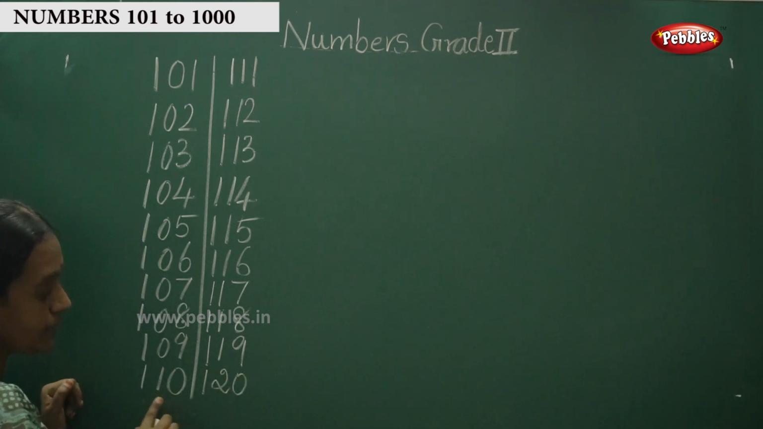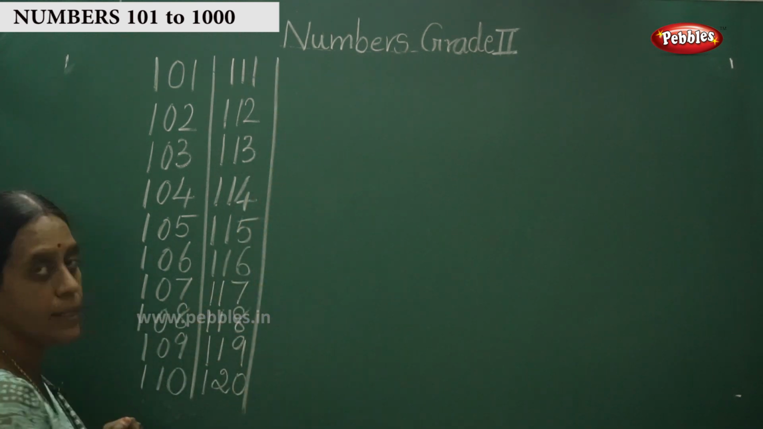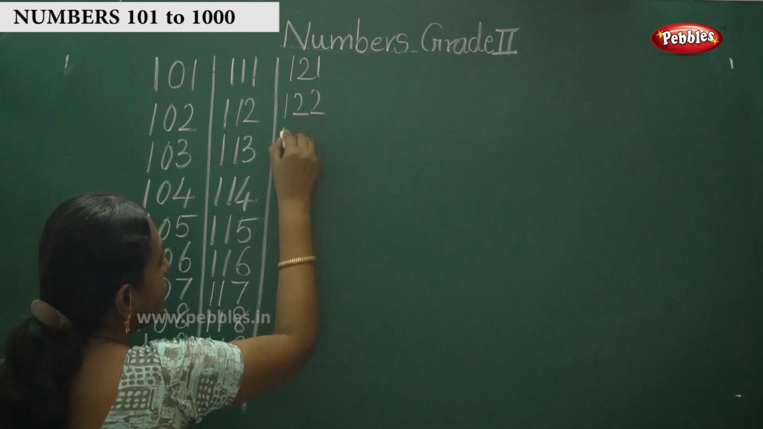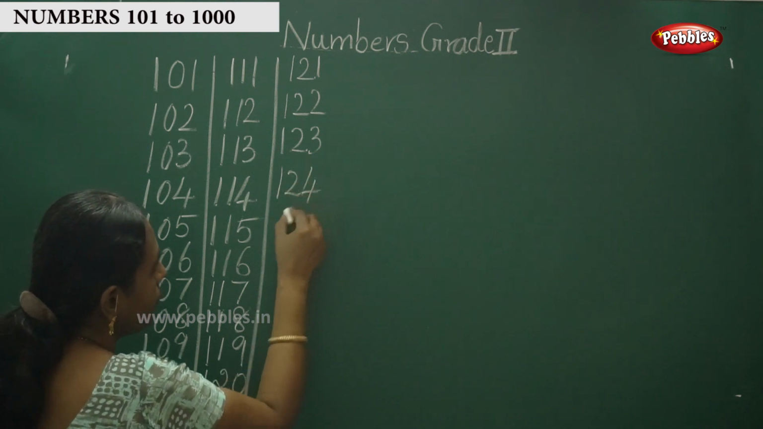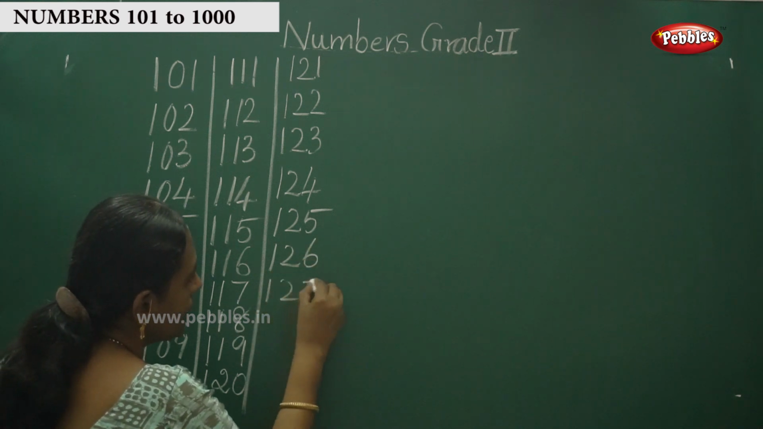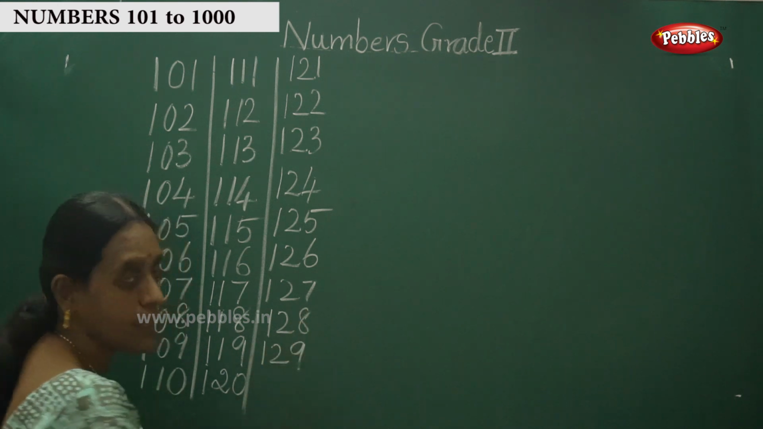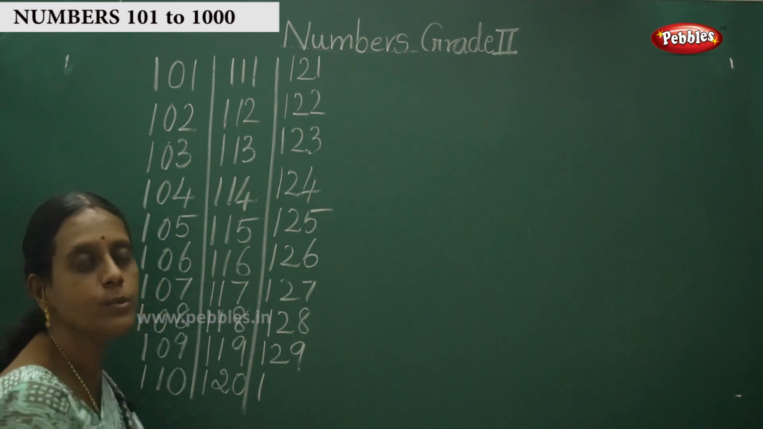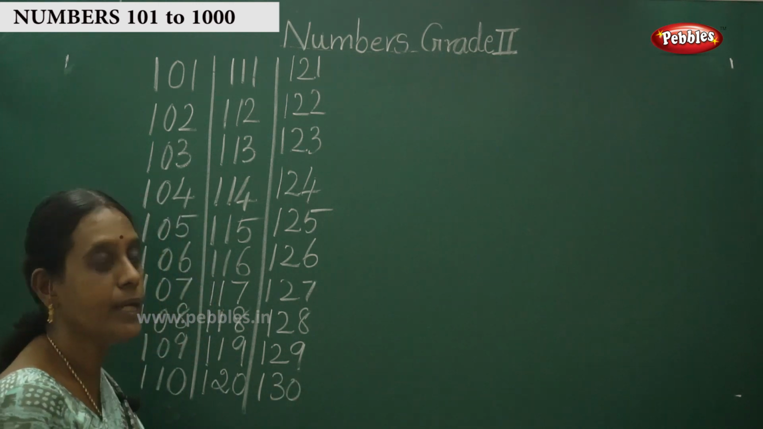120. Here observe this number 10. What comes here? 20. Okay, 120, 121, 122, 123, 124, 125, 126, 127, 128, 129. What comes here? 1 எழுதிங்க என்ன வரணும்? 29 க்கு அப்புறம் என்ன எழுதுவோம்? 1 to 3ல 30. Okay, so right here 30. 130.